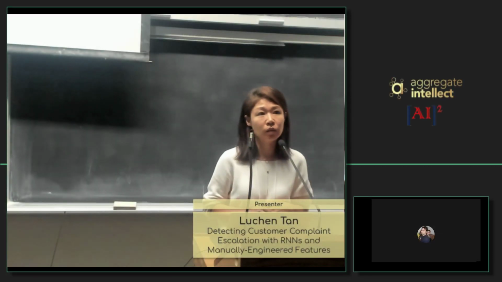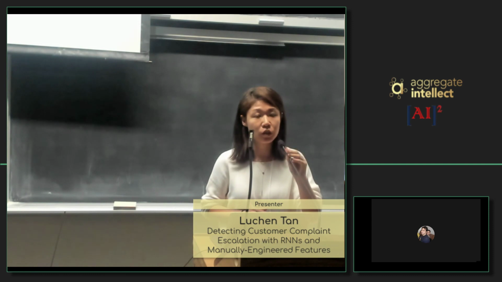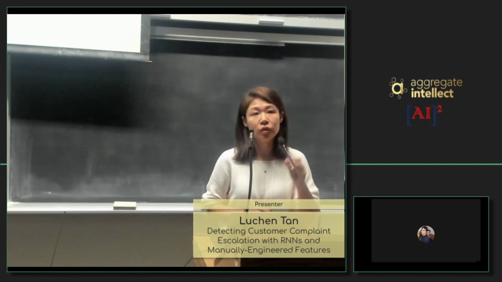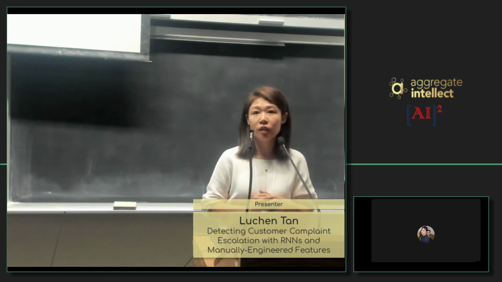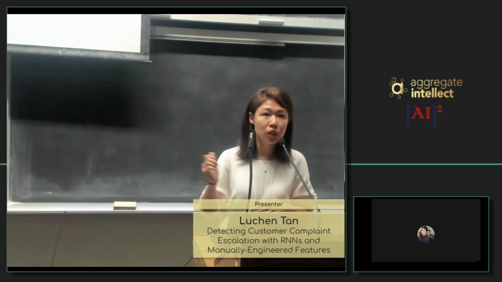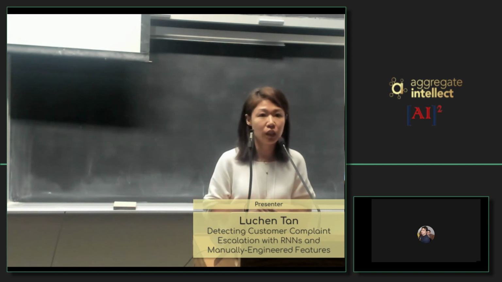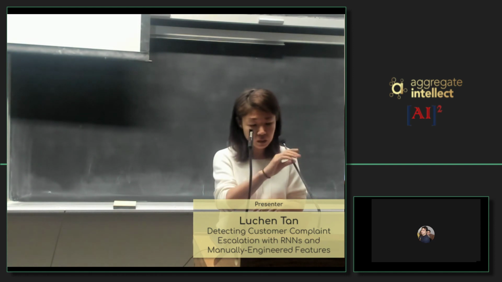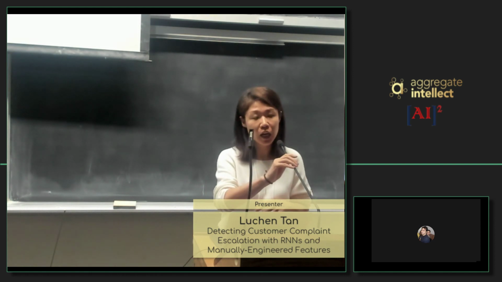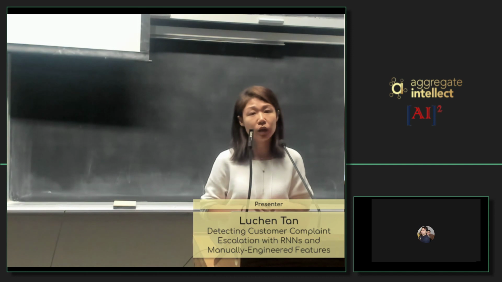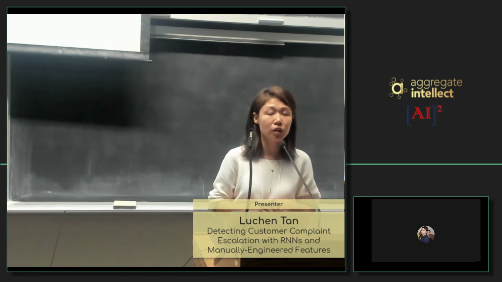I'm Luchin Tan from a company named RSVP.ai. Today I'm going to present a paper describing a deployed system developed for JD.com. We are trying to detect a problem called customer complaint escalation, and we are using an RNN with some manually extracted features.